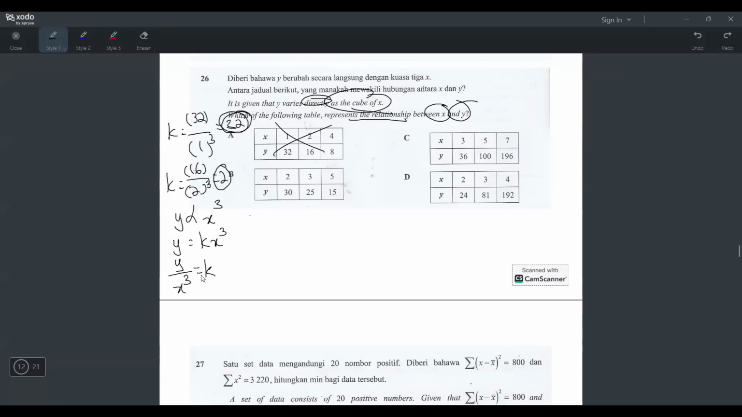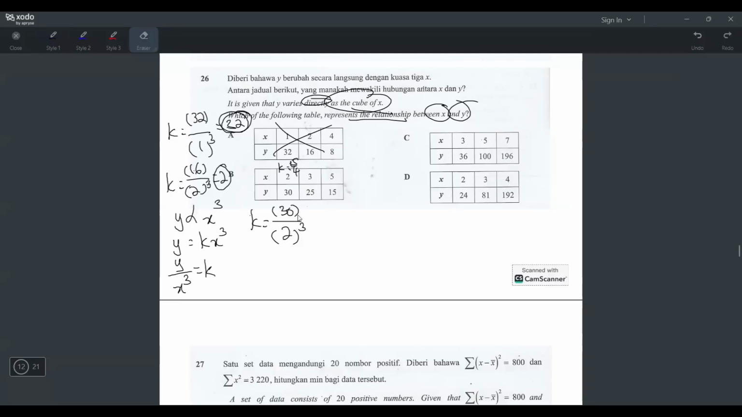Okay, let's try with B now. Same formula. Your k formula is y over x power 3, right? It means all these x have to be powered 3 later. So the y is 30, the x is 2. If you substitute this, what do you get for your k? You will get 30 divided by 8, which is, I don't know, let's use the calculator. 30 divided by 8 is 15 over 4, or 3.75. So let's write 15 over 4.